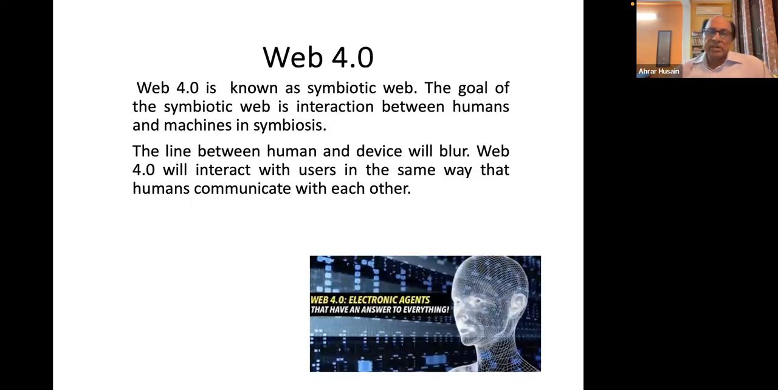Then people are also predicting that another Web 4.0 is on the way, because industry people are working on it. This Web 4.0 is known as the symbiotic web. The goal of the symbiotic web is interaction between human and machine in symbiosis. The line between human and device will blur. Web 4.0 will interact with users in the same way that humans communicate with each other. This world will be a little problematic, alarming and also interesting, because in this we will talk to the machine, and the machine will talk to us.